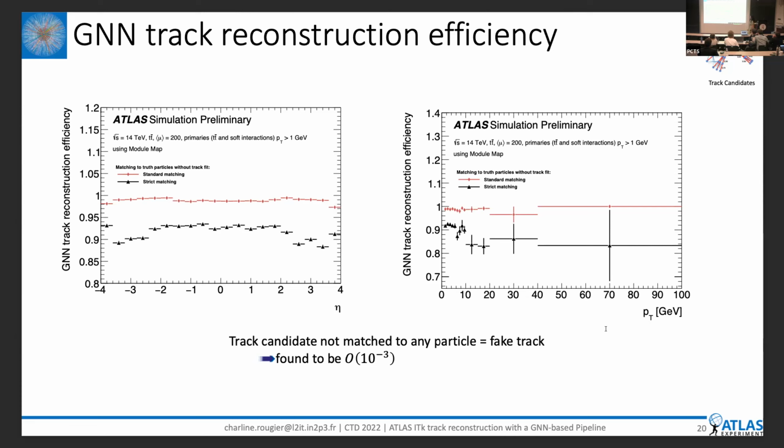And we also are starting to look at the fake track rate, but we haven't applied yet any kind of track fit. Which means that to define a fake track, we are just looking at a track candidate which is not matched to any particle. And this is found to be 10 to the -3 before any kind of track fit.